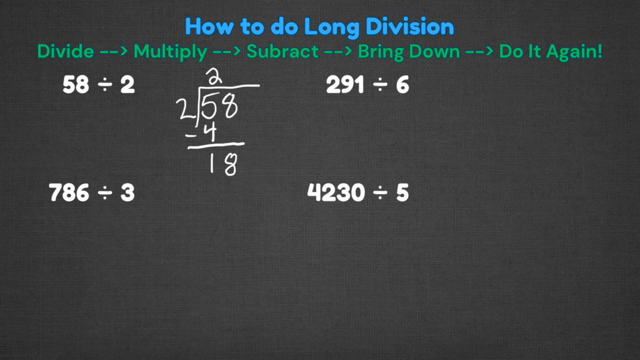2 goes into 18 9 times. 9 times 2 is 18. We draw this line, we subtract, and we come out evenly with 0. So 58 divided by 2 is 29. Let's do it again.